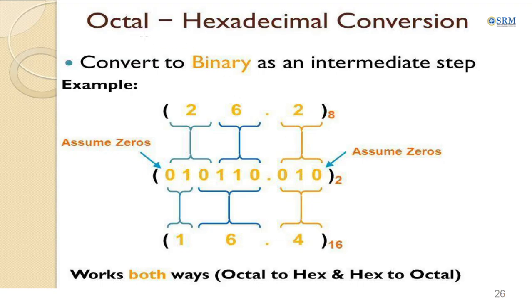Now, suppose you want to convert octal to hexadecimal. Whatever octal number is there, first we will convert it into binary, then we can make groups of 4 and convert it into hexadecimal. So this is octal to binary and binary to hexadecimal. Similarly, if we have a number like this, we can first convert it into binary and then binary to octal. Okay, so this is called the number base conversion.